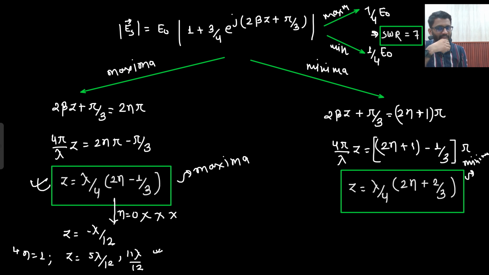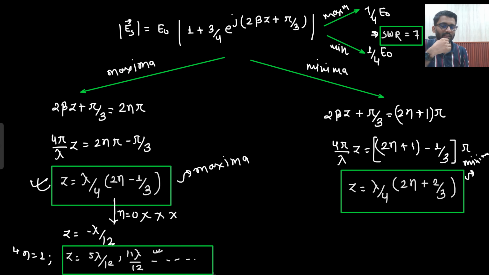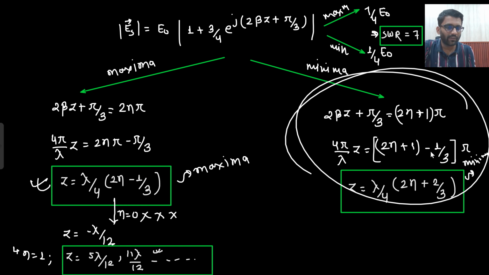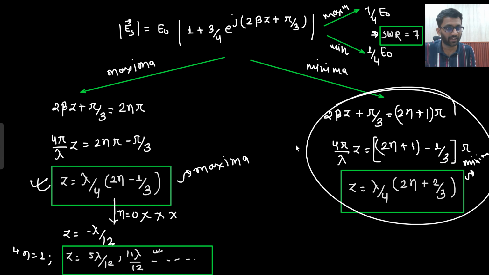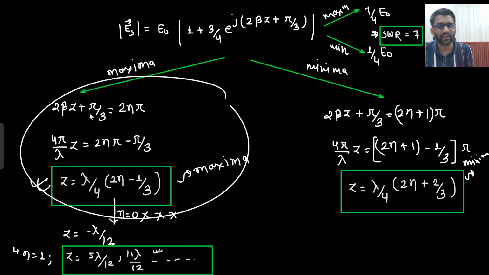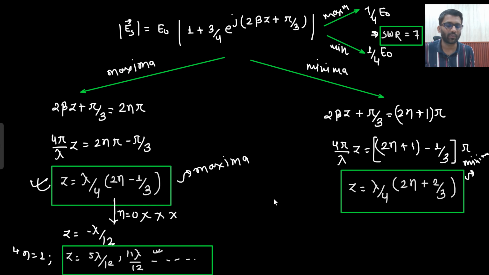Okay. So minus lambda by 12 was certainly our answer, but that we will not take in action. Why we are not taking that in action? Because we are calculating for z greater than 0. Now, if I don't even do this calculation, do I need to do this calculation? No. In the examination, I don't need to do this calculation. I will only calculate maxima. If I have the location of maxima, what is the location of maxima? 5 lambda by 12. This is the first location of maxima.